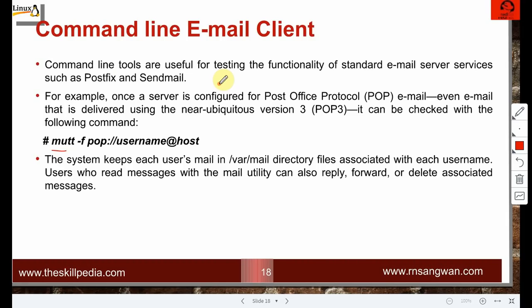For example, once a server is configured, email that is delivered using the near ubiquitous POP, that is Post Office Protocol version 3, POP3, these are all mail server clients. It can be checked with the command mutt. So mutt is a utility to check, send, and receive mails. And here we specify -f, the POP protocol, username at hostname.